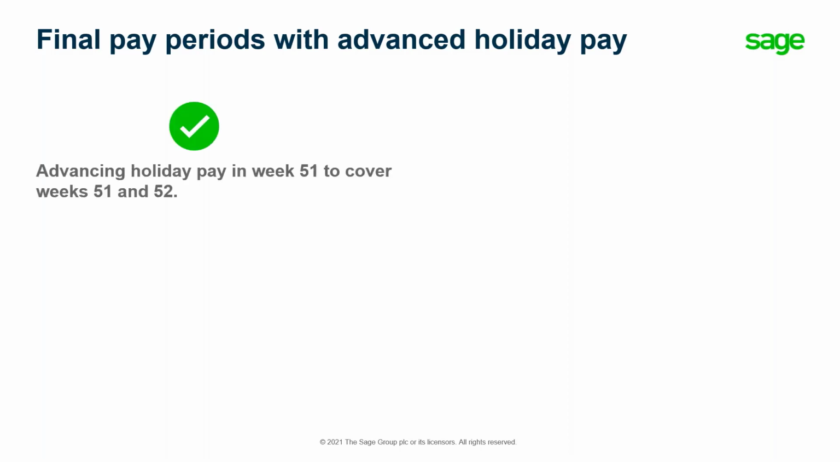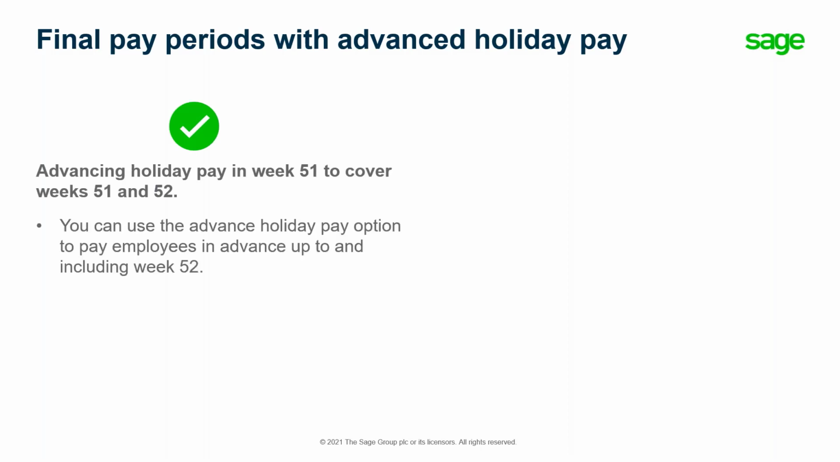So first of all, you can advance your holiday pay up to and including week 52. So if you have holiday pay to pay in week 51, which covers week 51 and 52, then that is absolutely fine. You can process that as an advanced holiday payment. Alternatively, if you prefer, you can pay each week separately.